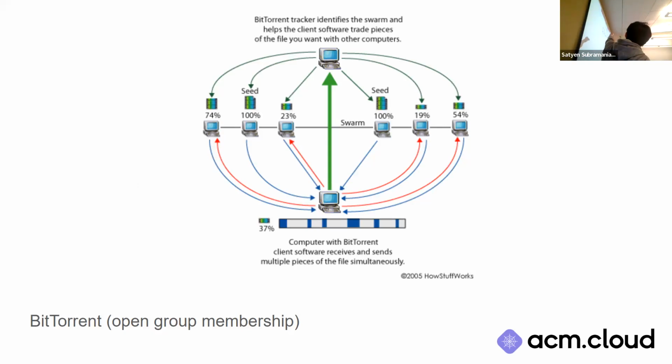We see that BitTorrent stores a lot of files across the nodes in a swarm. And then basically what happens is that when you request a file, you just get a bunch of metadata to see where each portion of your file is stored, and you would contact each of the nodes to get that slice of the file. It's an example of an open group membership.